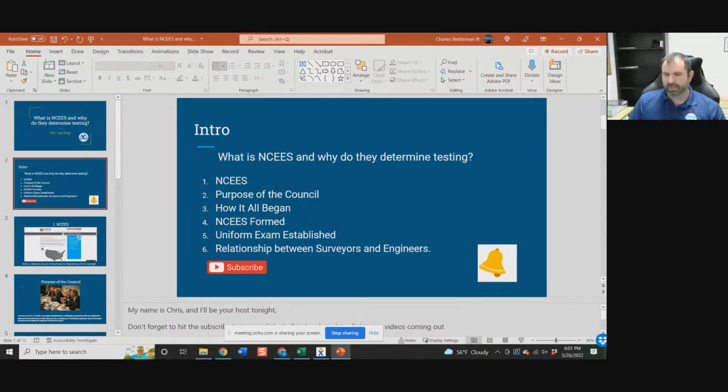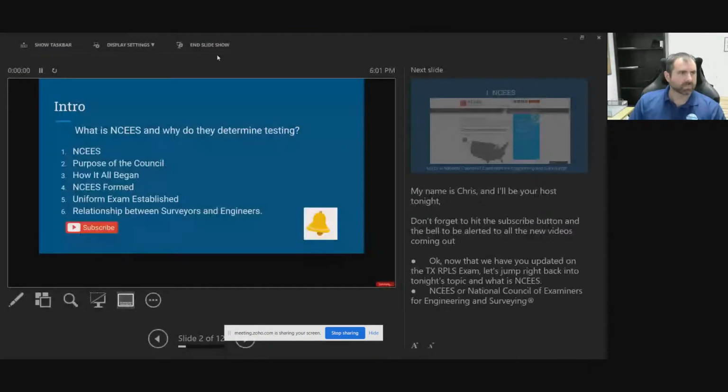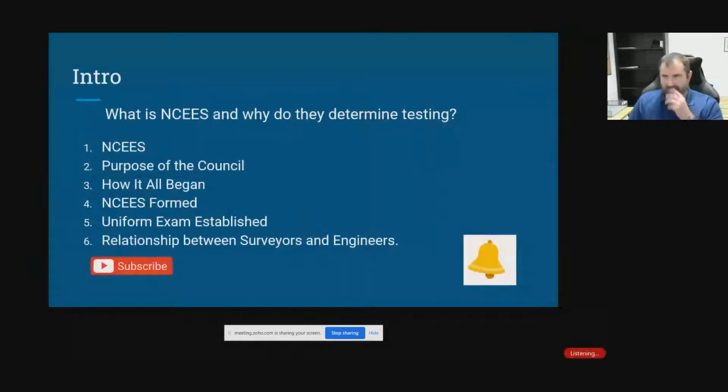So they currently are still not requiring the principles and practices exam, just the fundamentals of surveying and the state specific.